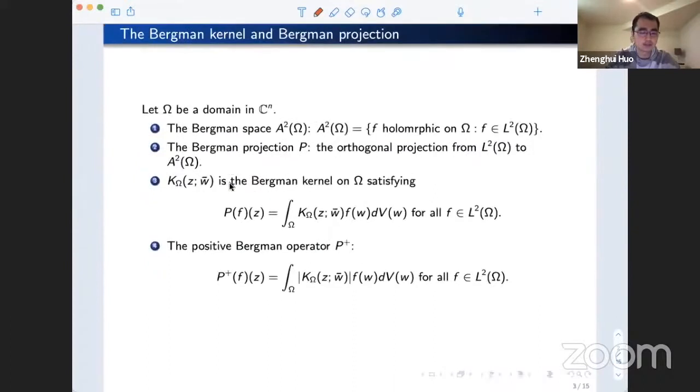So first, I would like to just quickly go over the concept of Bergman kernel and Bergman projection, even though I assume everyone right here is familiar with it. Let omega be a domain in Cn. The Bergman space will be the space of square integrable holomorphic functions. We're going to use notation A2 omega. The Bergman projection is the orthogonal projection from L2 to A2. And the Bergman kernel is the kernel function associated with the Bergman projection that reproduces every element in the Bergman space. And also the positive Bergman operator will be the operator that has a similar integral expression, except the kernel function in this case is the absolute value of the Bergman kernel.